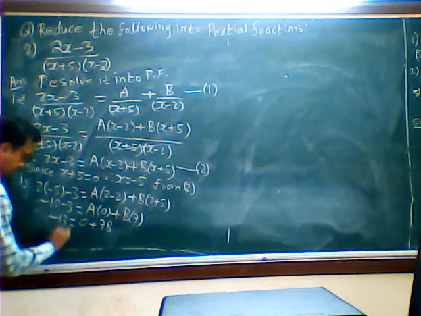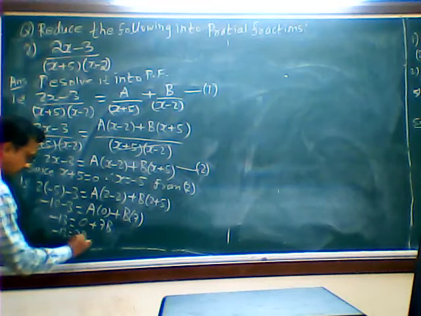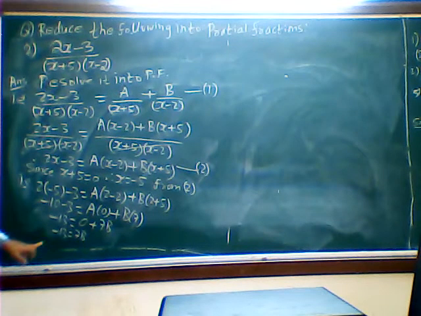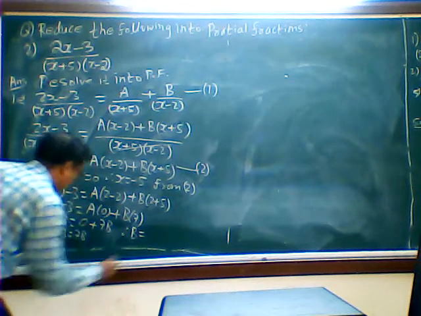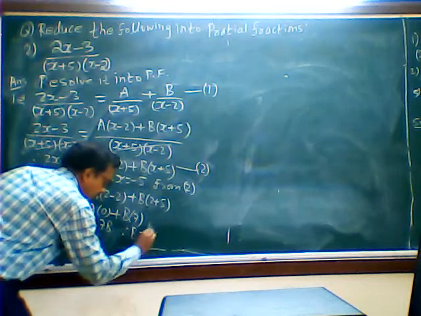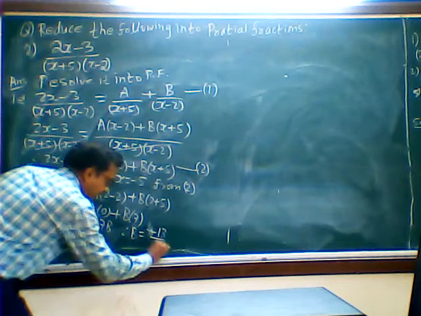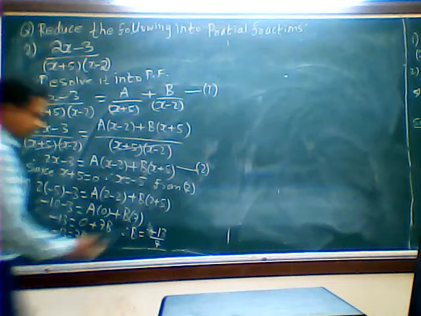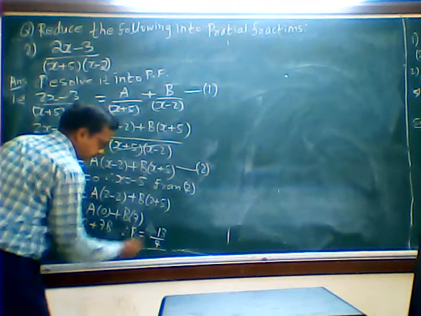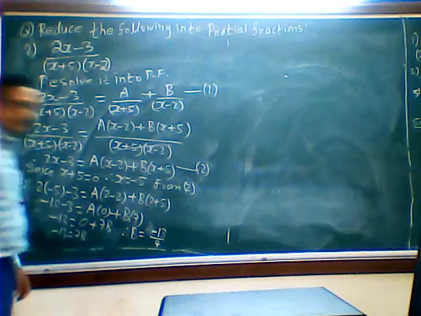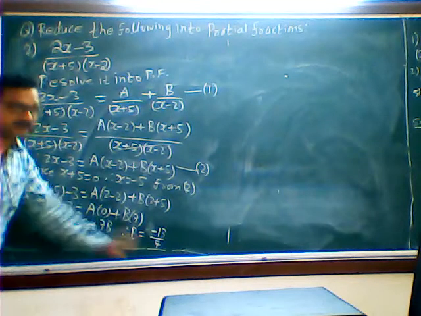So how much do you get? Minus 13 is equal to 7B. So therefore B is what? B is minus 13 upon 7. We got B as minus 13 upon 7.